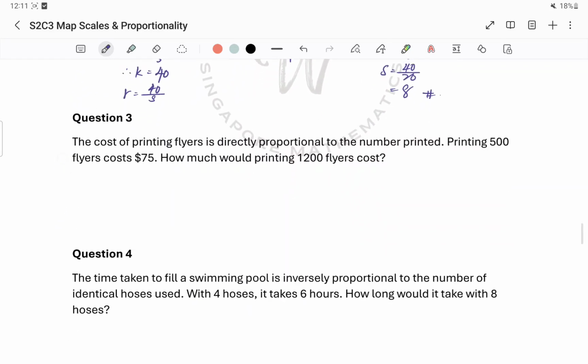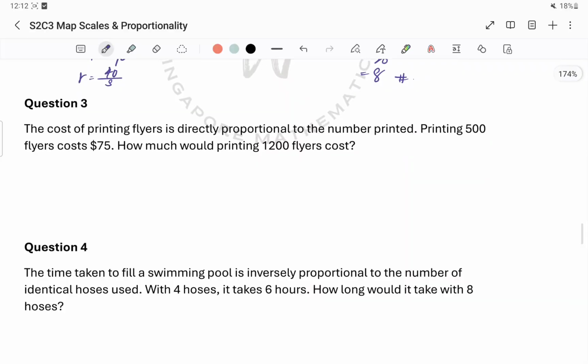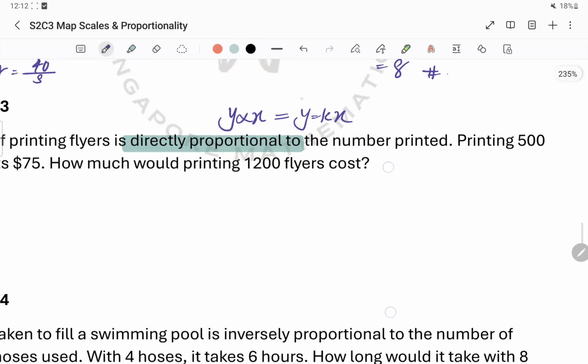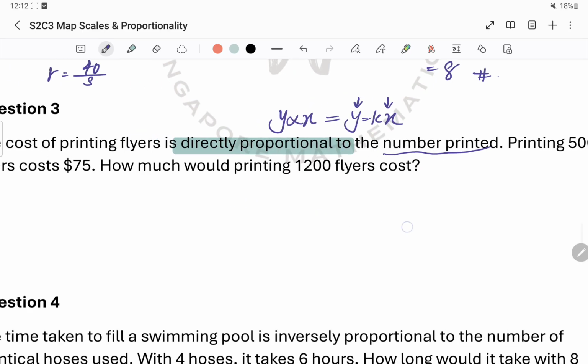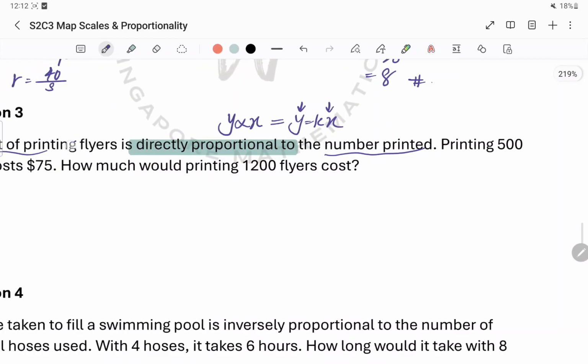Okay. Now, next question, we'll look at some problems to solve. So here, I have the cost of printing flyers is directly proportional. So always remember, when you see directly proportional, please automatically put Y directly proportional to X, which means Y equals KX. Okay, so let's say the cost of printing is Y, X is the number of copies being printed. So up to you how you want to put the values or the algebra.